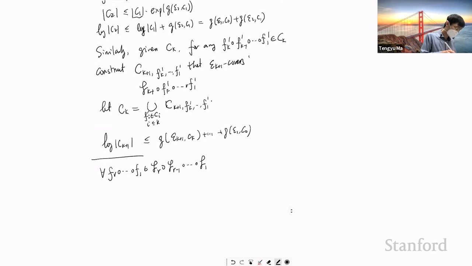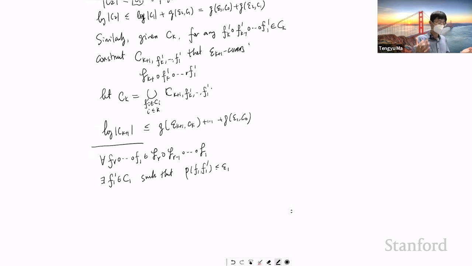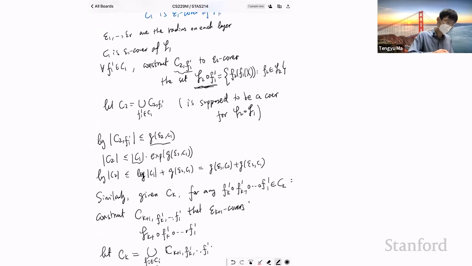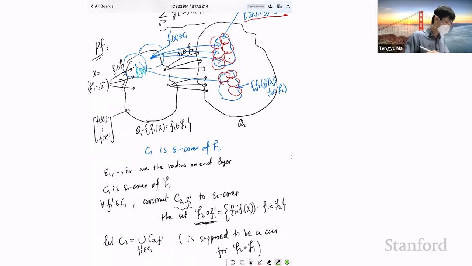You first say that there exists f1 prime in C1 such that rho of f1, f1 prime is less than epsilon 1. That's something you know, because C1 is an epsilon 1 cover of the capital F1. Now let's say you try to pick something in C2 that can cover F2 composed with F1. How do you do that? You basically, in some sense, use the construction. Maybe I should draw this a little bit more.